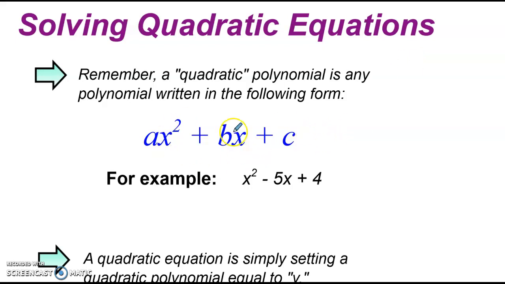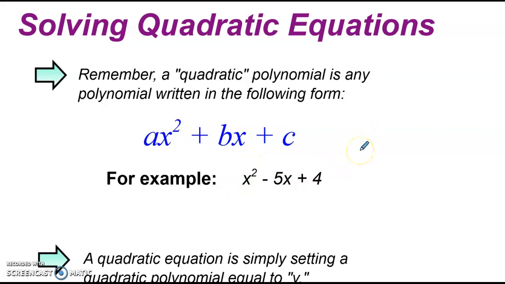And I'll start with this right here. This is what we're familiar with. This is called a quadratic polynomial. This is what we saw when we began factoring. So they're polynomials written in the form ax squared plus bx plus c. For example, we have x squared minus 5x plus 4. This is written in this standard form. This is a quadratic polynomial.